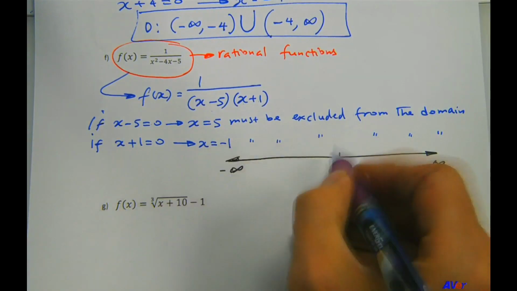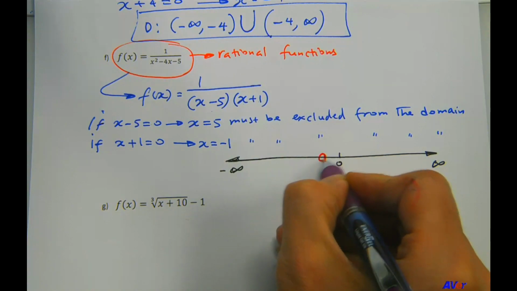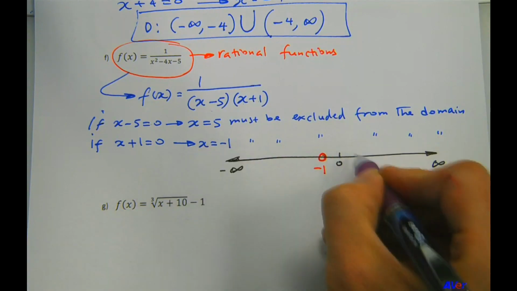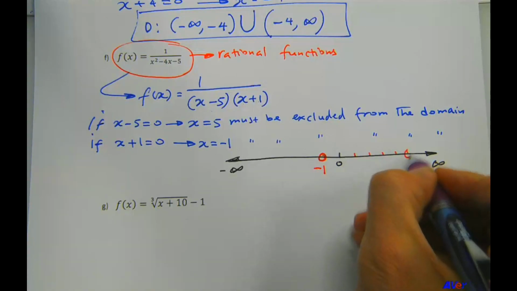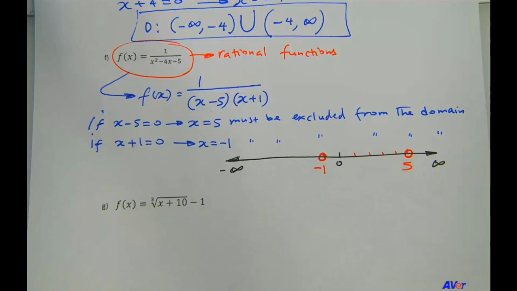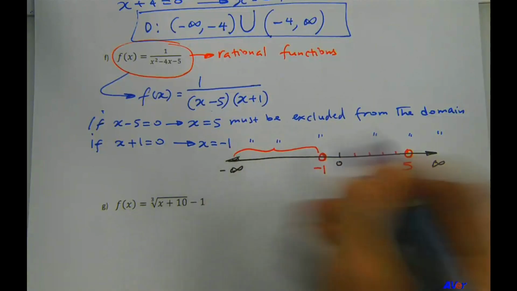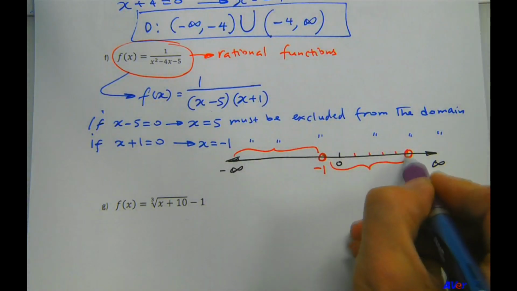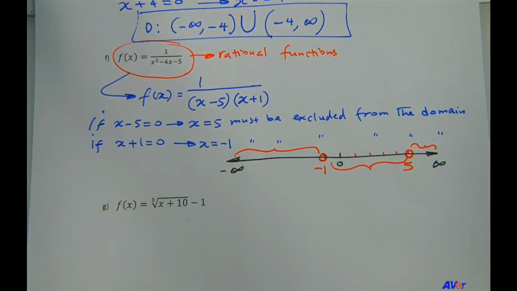So negative 1 is here someplace. Let me put a hollow circle there, negative 1. And positive 5 would be 1, 2, 3, 4, 5. So let me put a hollow circle there, 5. So those two numbers should be excluded from the domain. Then what is included? Well, we have this piece, and this piece, and this piece, right? 3 pieces. Let's write down the domain, given these 3 pieces.